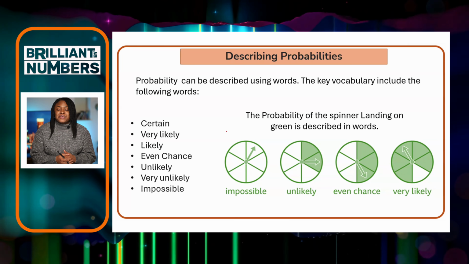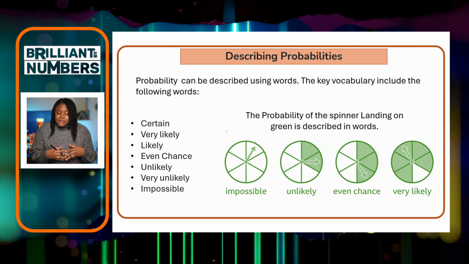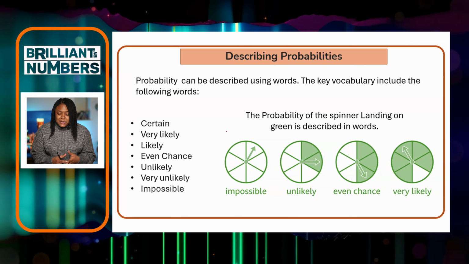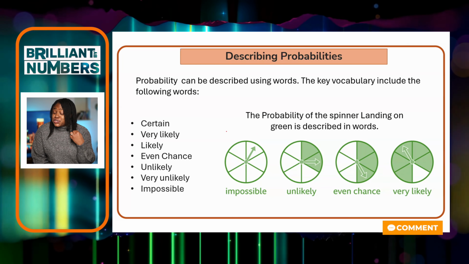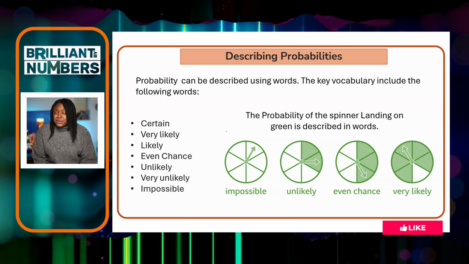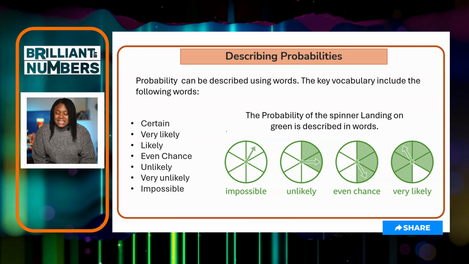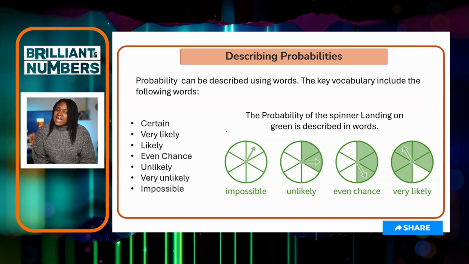Now, on the second spinner, there are 6 parts, and only 2 out of those are green. So if we spin the spinner, it is unlikely that we are going to get green.